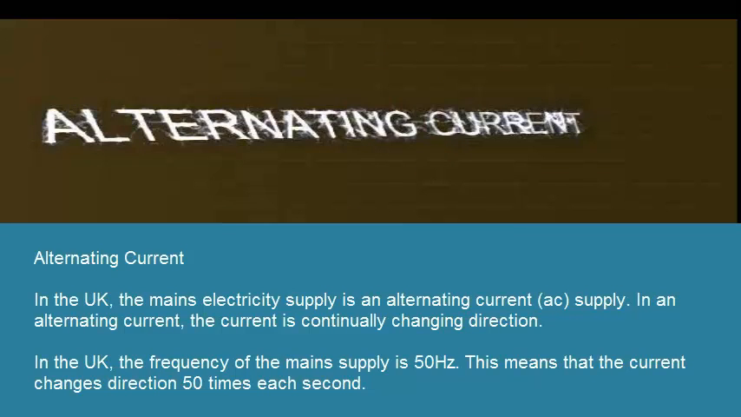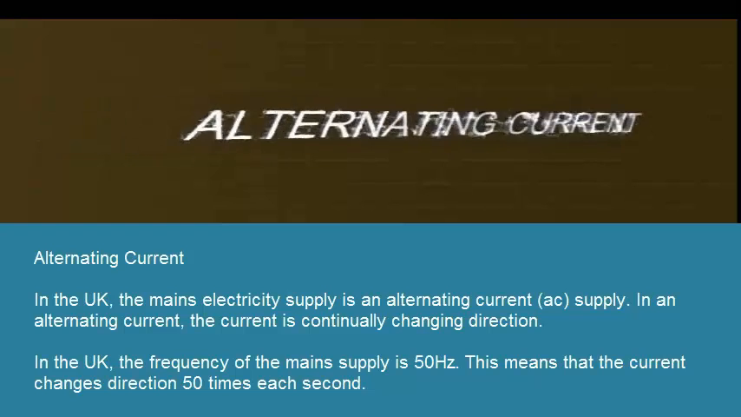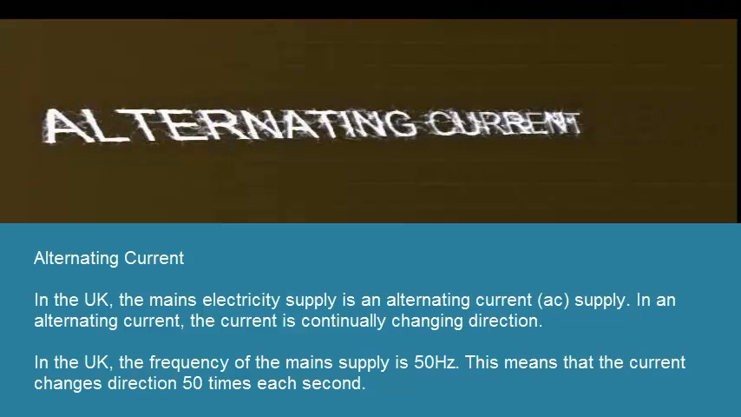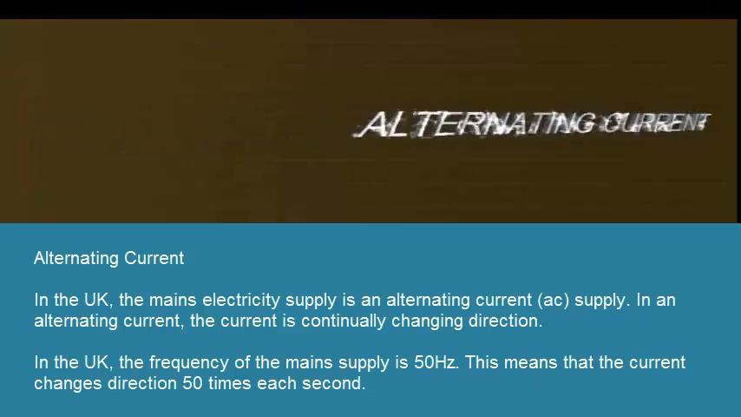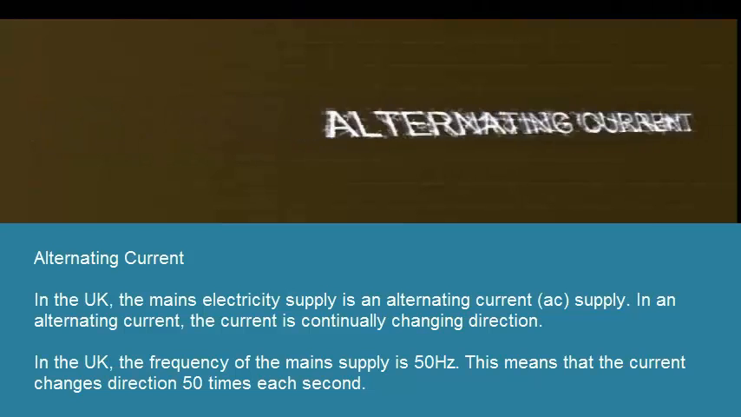Alternating current. In the UK, the mains electricity supply is an alternating current, AC supply. In an alternating current, the current is continually changing direction. In the UK, the frequency of the mains supply is 50 Hz. This means that the current changes direction 50 times each second.